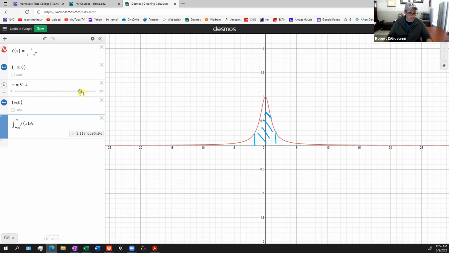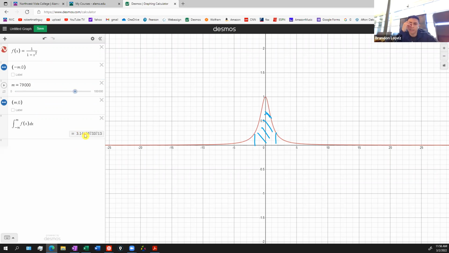3.11, 3.1. I've only got, let me go out to 10,000. So 3.14, 3.141, 3.1412, 3.1413, 3.141. I need to go further. Should I keep going? So it's correcting itself to pi. Right. It's approaching pi. It's approaching pi.